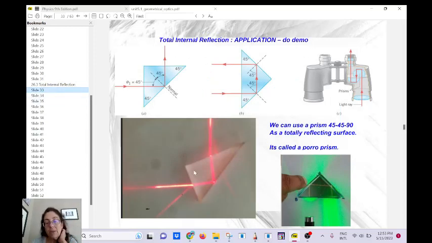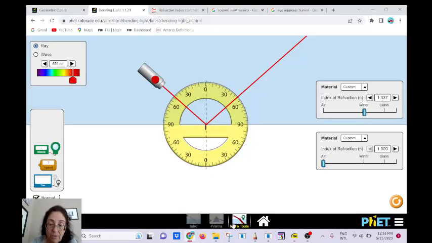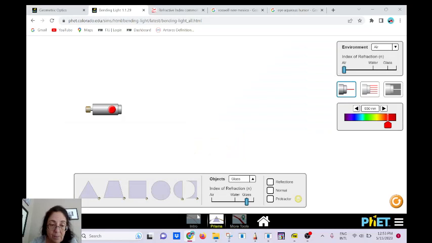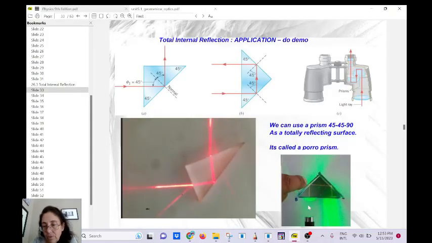Here, if you have a prism, I can show you that. I can show that demo here. It's a fantastic simulation here. So it's an equilateral triangle. So I cannot do this. If I want to do this, I need a prism which is 45, 45, 90. So if you have that, then you see here the angle is smaller, is just 45 degrees.